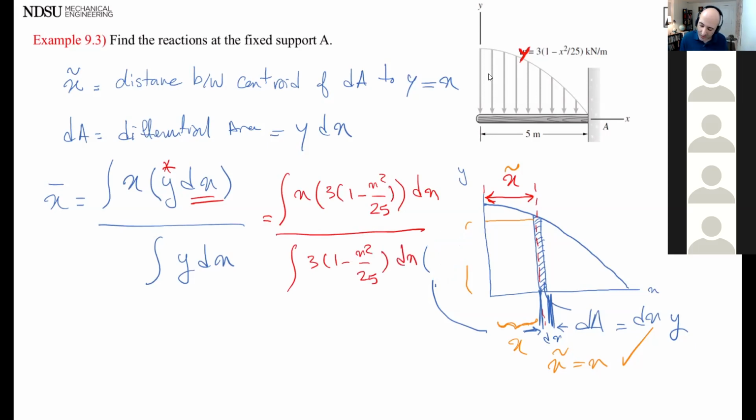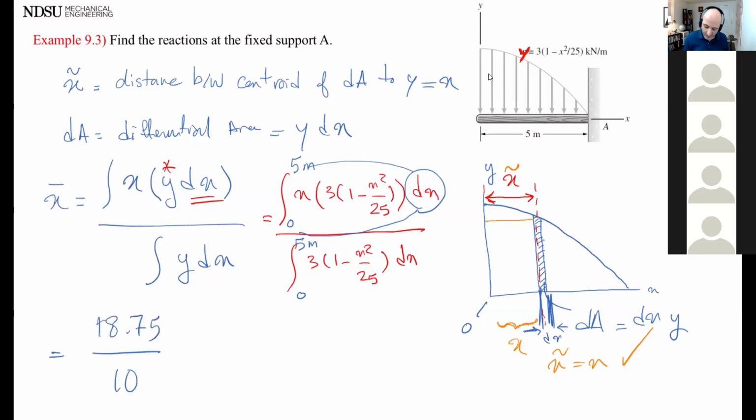One more thing I've got to do here: the bounds of the integral. What are the bounds of this integral? 0 to 5. That also is related to x. How much does x move? X goes from a minimum of 0 to a maximum of 5. So 0 to 5, units are meters. So this integral will give you 18.75 over 10.